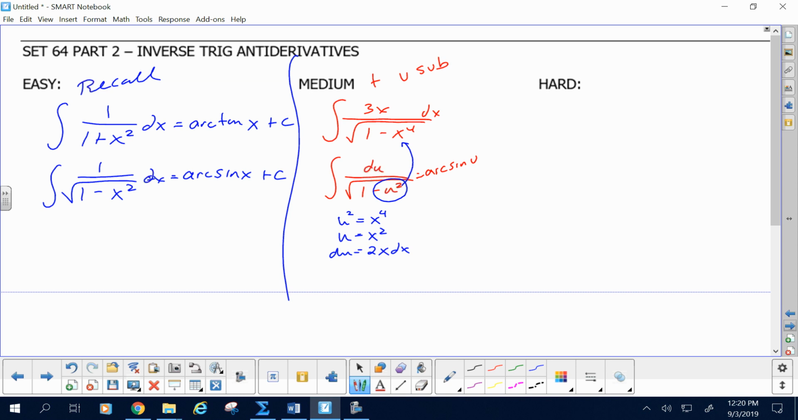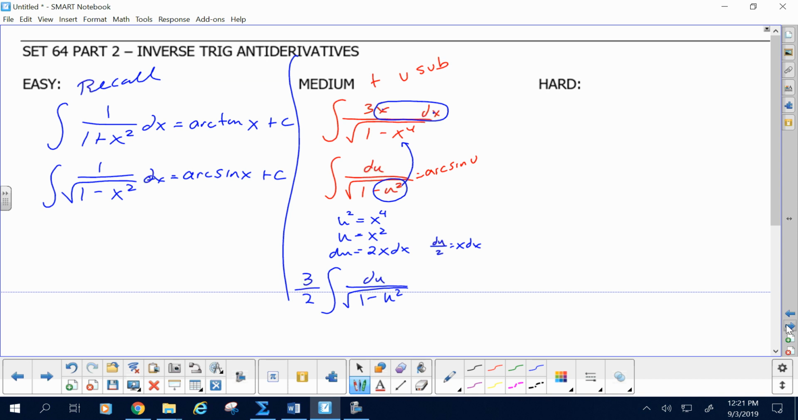Pull it up front. Do you agree that a coefficient can be brought up front? Okay? Cool. That means I have x dx. Isn't x dx the same as du over 2? So in place of this x dx, I could put du over 2, and I might as well put the 2 out there. You with me? And below, 1 minus x to the 4th, we said, is the same as u squared, okay?